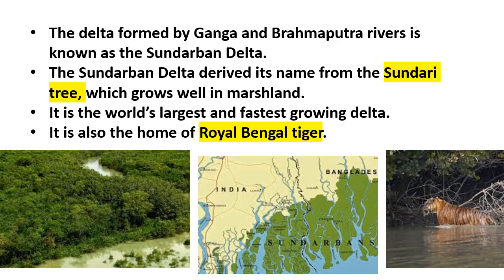The delta formed by the Ganga and Brahmaputra rivers is known as the Sundarban Delta. The Sundarban Delta derived its name from the Sundari tree which grows well in marshland. It is the world's largest and fastest growing delta. It is also the home of the Royal Bengal tiger.